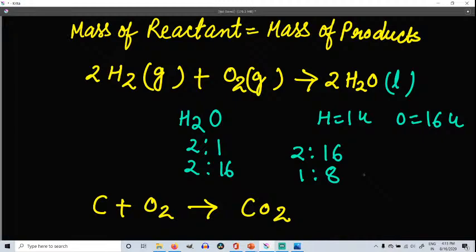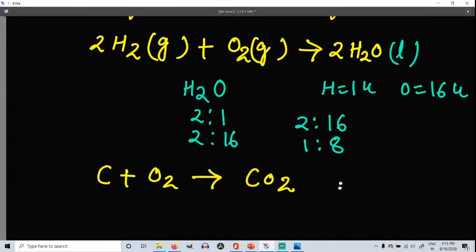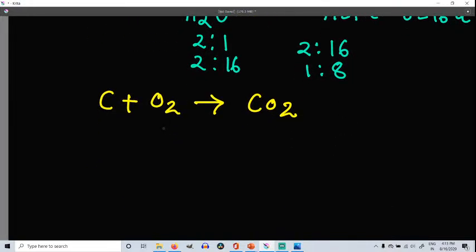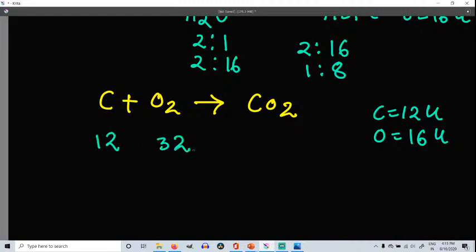Understood, Rishika? Now we'll understand the next example also. Suppose the atomic mass of carbon is 12 u and the atomic mass of oxygen is 16 u. If you are taking 12 gram of carbon and 32 gram of oxygen, what will be the ratio between carbon and oxygen? We know that there is one atom of carbon and two atoms of oxygen, so the ratio of carbon to oxygen is 1:2.